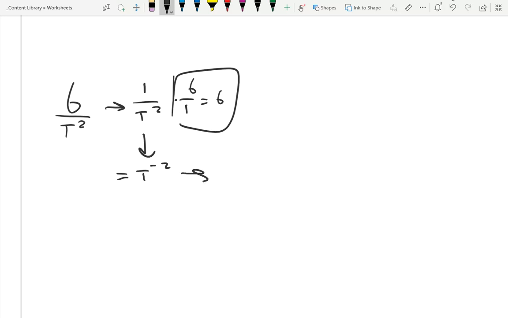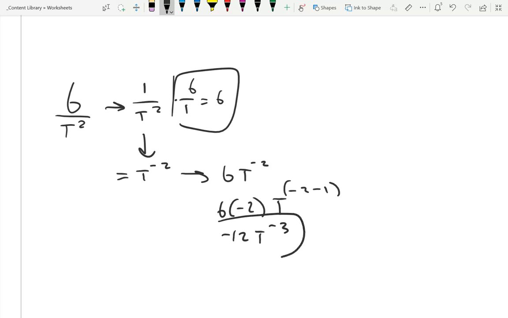From there, I like to use arrows a lot. But from there, you can go 6t to the power of negative 2 and do derivatives just as usual. So that would be 6 multiplied by negative 2, the power, and then t, and then negative 2 minus 1, because when you do the derivative, you always subtract 1 from the exponent. So 6 times negative 2 is negative 12, and then don't forget the t, and negative 2 minus 1 is negative 3. And this should be your answer.